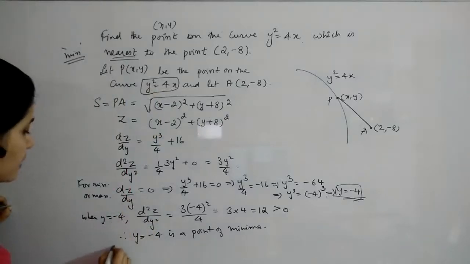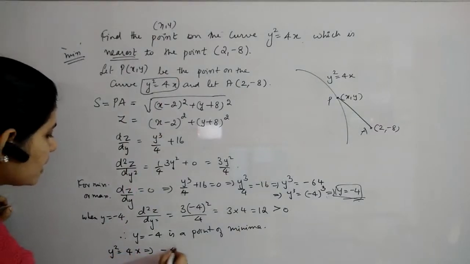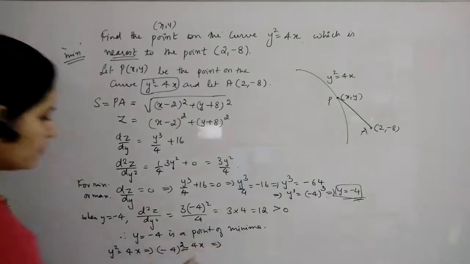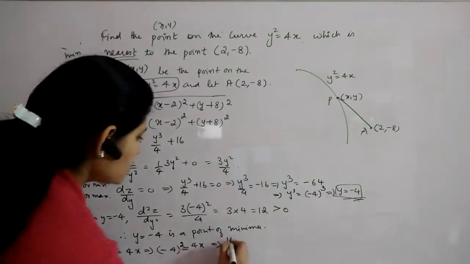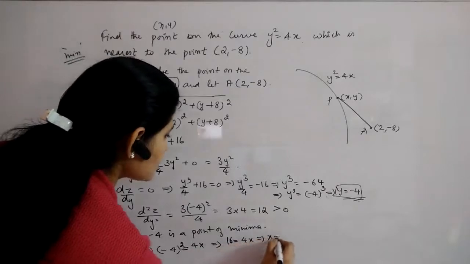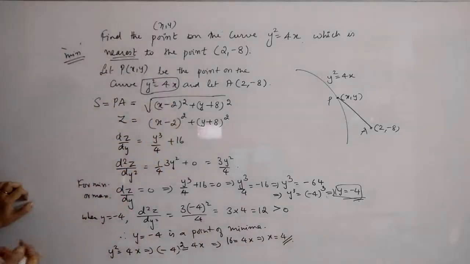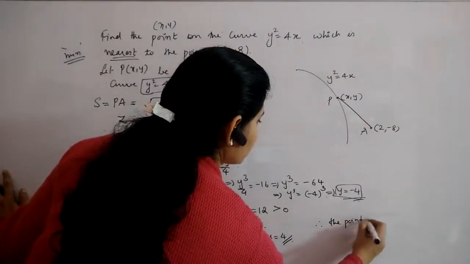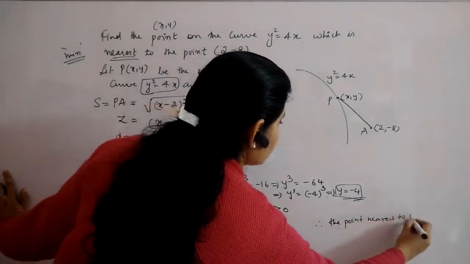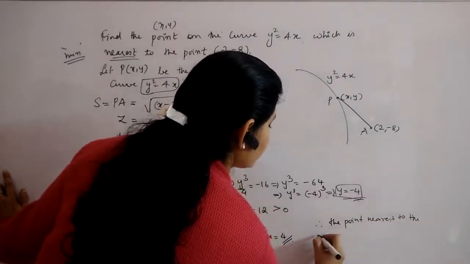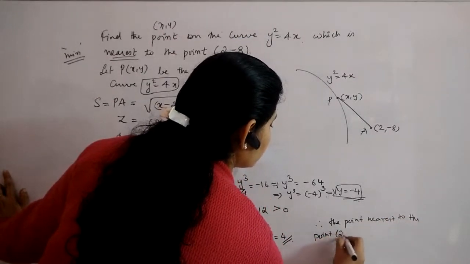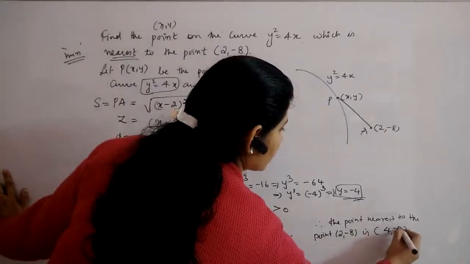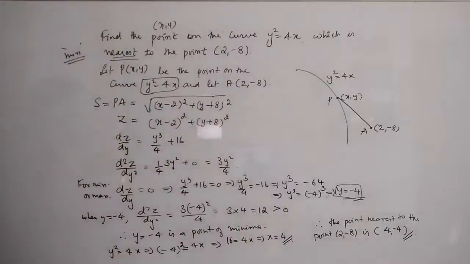In y square equal to 4x, replacing the value of y: (minus 4) the whole square is equal to 4x, which implies 16 is equal to 4x, or x is equal to 4. Therefore, the point nearest to the given point 2 comma minus 8 has x coordinate 4 and y coordinate minus 4. So it is 4 comma minus 4.